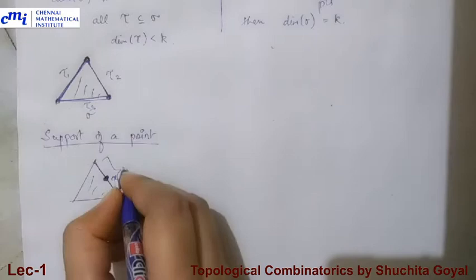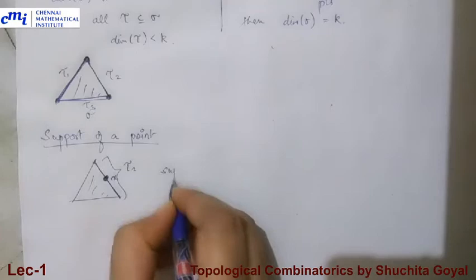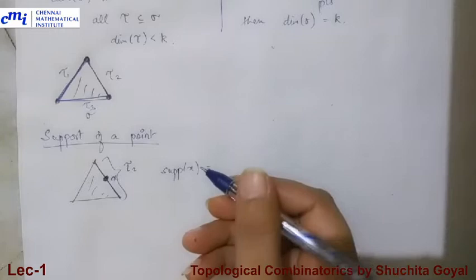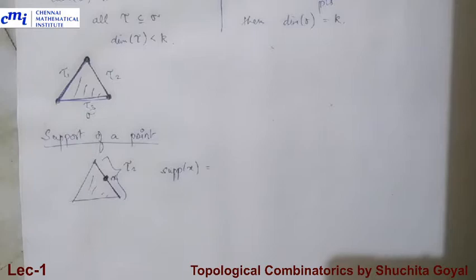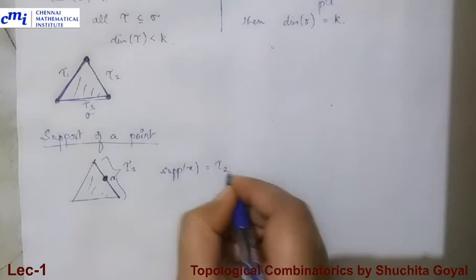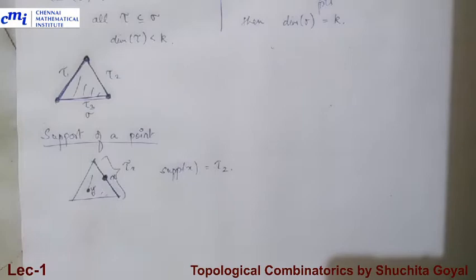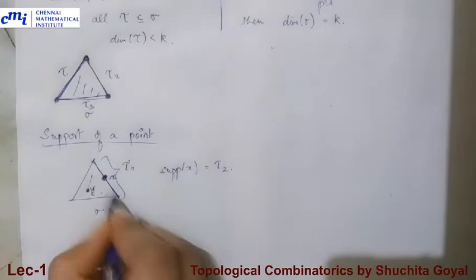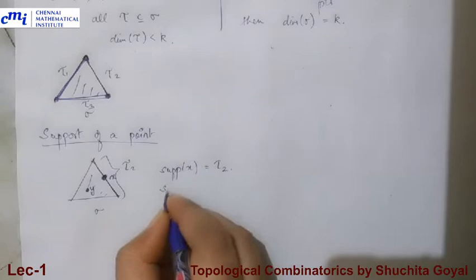If this was my tau 2, if I stick to the original notation, then the support of x is the simplex tau 2. Similarly, if the point was here, y, and this was my sigma, then this y belongs exactly to the relative interior of sigma and no other simplex. So in such a case, I'm going to say that the support of y is sigma.